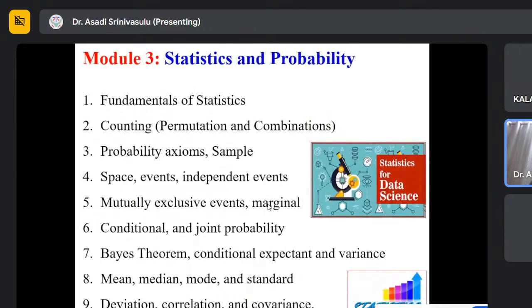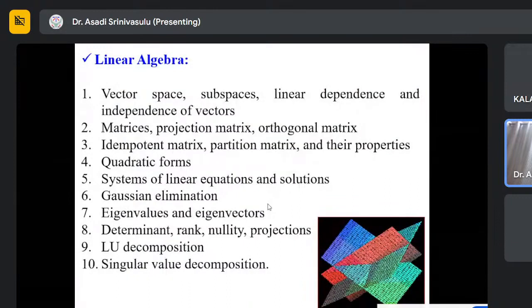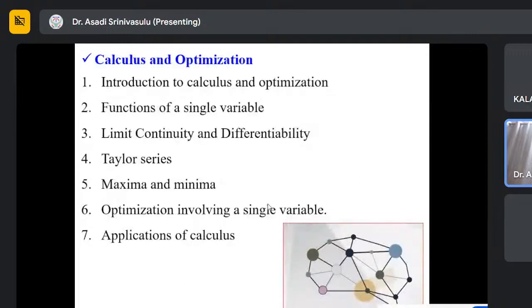Then statistics and probability. We know various operations we are using like addition, subtraction, count, total, maximum value, minimum value, mean, median, mode, standard deviation, covariance, correlation. And various testing methods we are using like the z-test, t-test, chi-square test, etc., in order to check whether our model is correctly classified or not. And various statistical methods like linear, non-linear, logistic regressions we are using. In linear algebra, we are using Lagrange's method and matrices and various quadratic forms. Then calculus and optimization, we are using Taylor series, maxima and minima, functions of a single variable, limit and continuity, and differentiability.